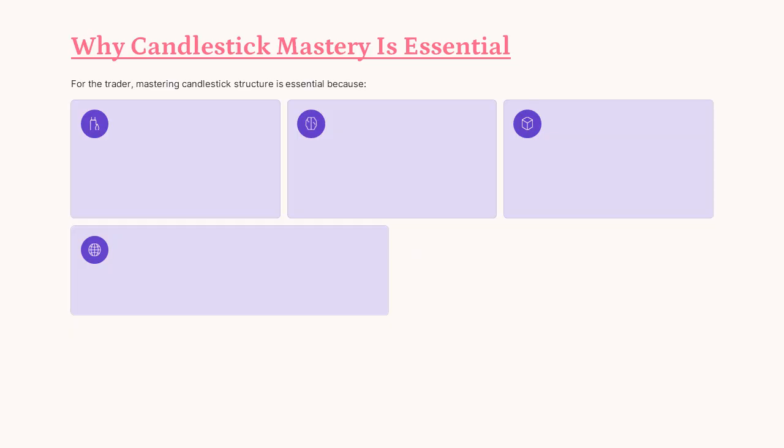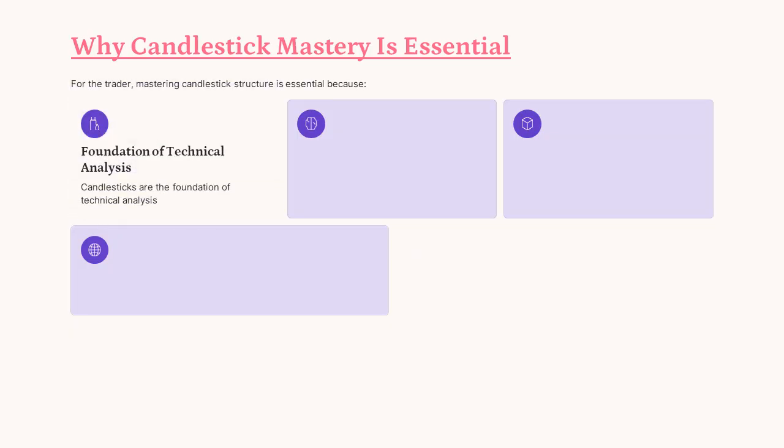Reason 1. Candlesticks are the universal language of markets. Whether you trade forex, stocks, futures, cryptocurrencies, or commodities, candlesticks work the same way. A hammer in the S&P 500 means the same thing as a hammer in euro to US dollar. A shooting star in Bitcoin means the same thing as a shooting star in gold. Once you learn this language, you can trade any market. You're not locked into one instrument.